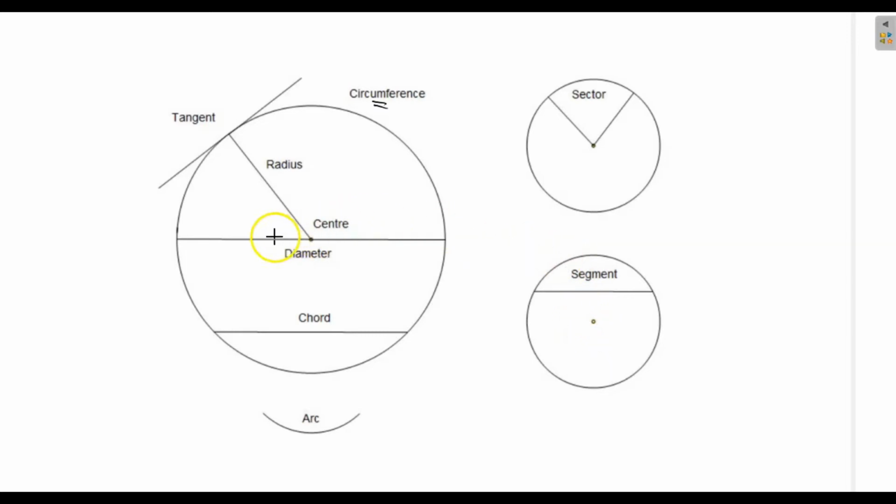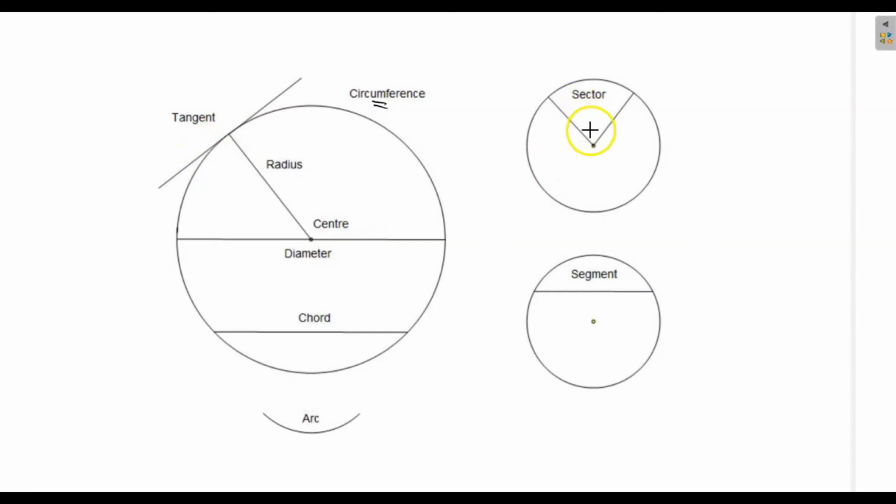So we also looked at a diameter, and we said that a diameter is a special chord that is drawn to pass through the center of the circle. Then we talked about the tangent. We said it's a line drawn in space to touch the circumference of a circle at a given point.